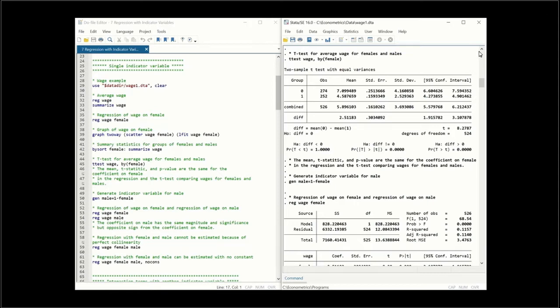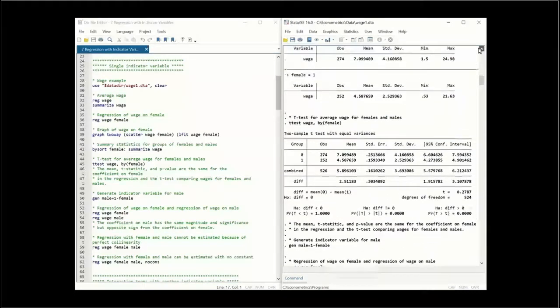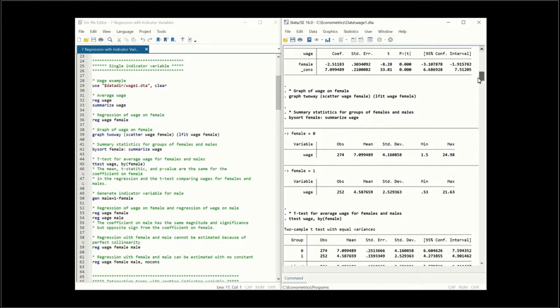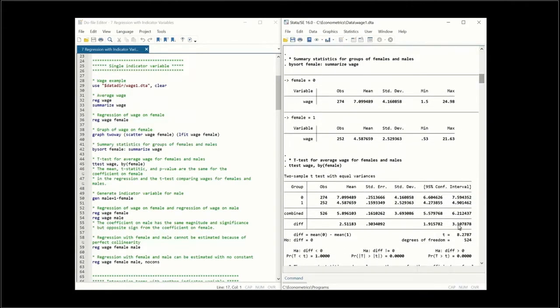If you actually look back at the regression analysis, you would see the t-statistic here is the same as the t-statistic here, and the mean is exactly the same. This is the value of the coefficient, and the p-value would be the same as well. So again, generating a dummy variable of female and including it in the regression is the same as comparing the average wage for two different groups.